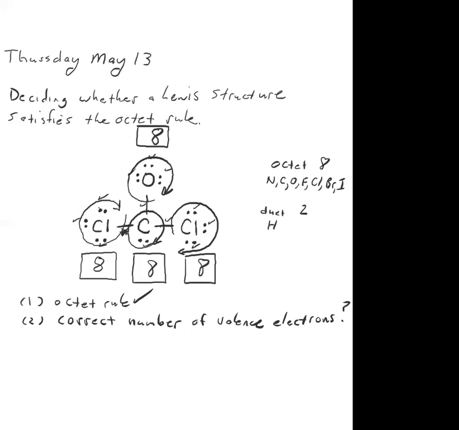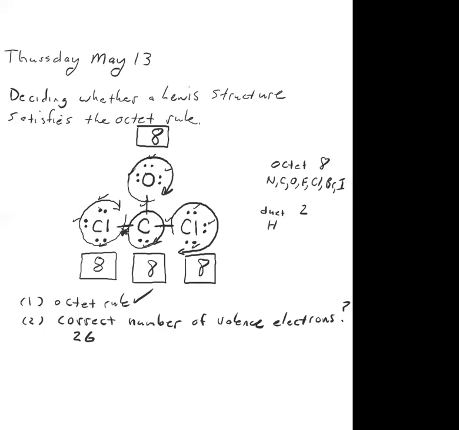So I'm going to check that. Let's make sure. 8 around here, 8 around here. So that's 16, 24, 26. It looks like there's 26 valence electrons. And now here's how you check to see if that's the correct number. In order for a Lewis structure to be correct, it doesn't just have to have the octet rule. It also has to have the correct number of valence electrons. So let's check this out.